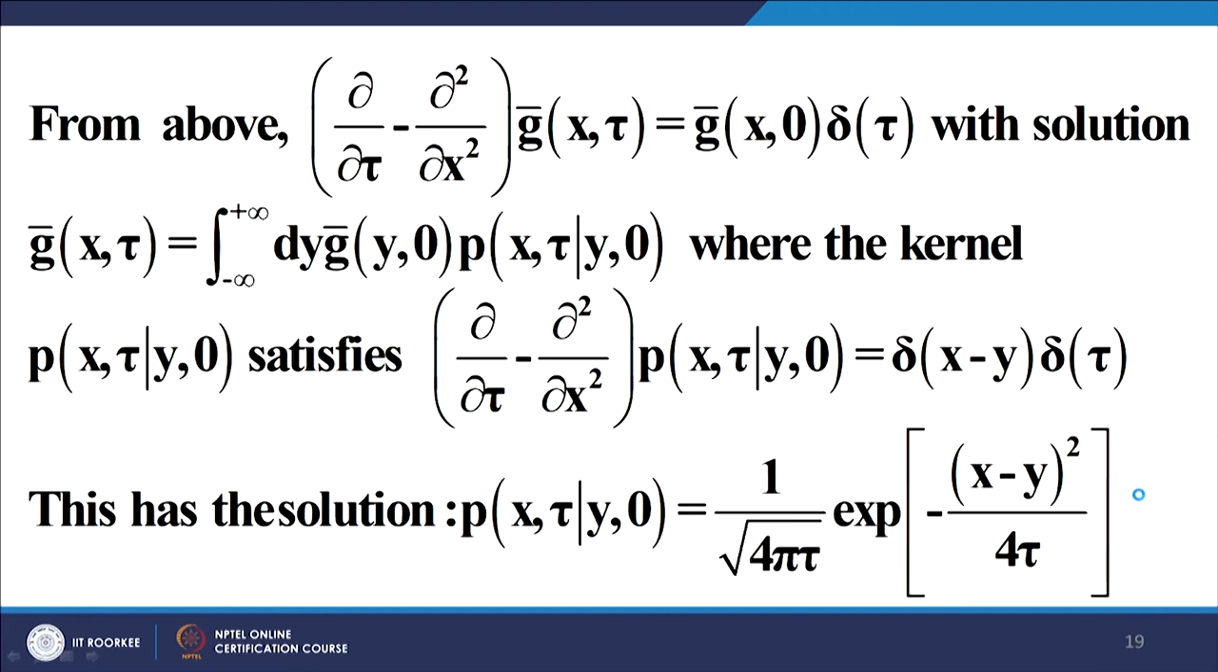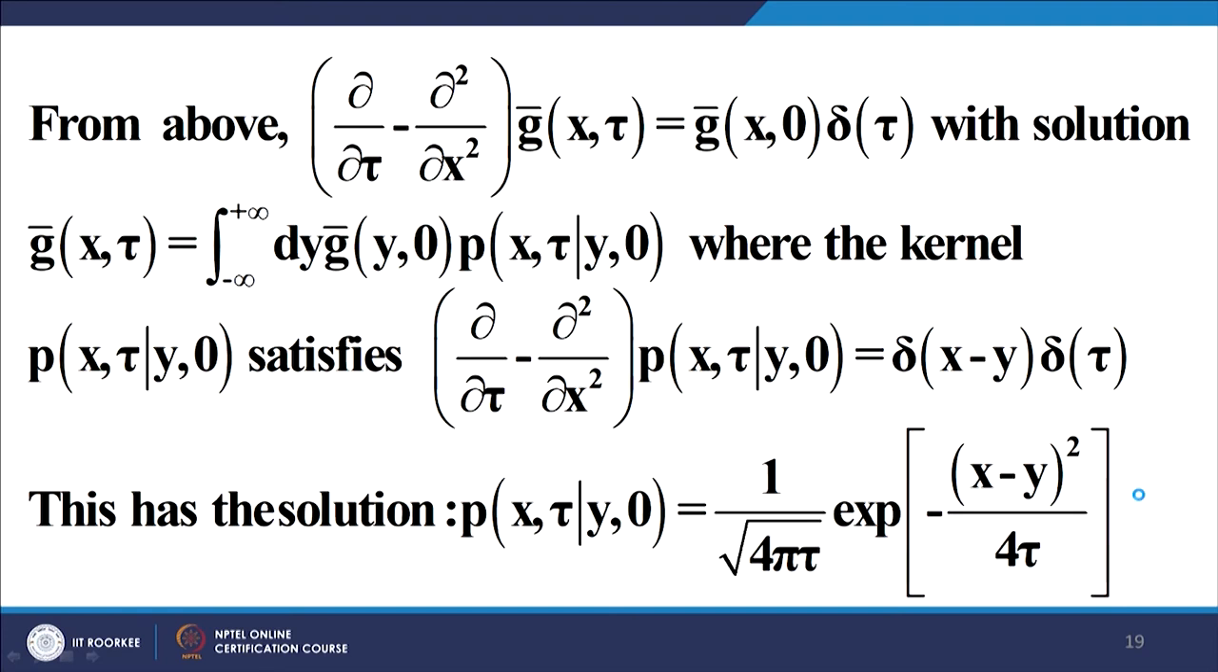g bar x tau is equal to integral minus infinity to infinity dy g bar y 0 p x tau subject to y 0. Now, what is p x tau subject to y 0? It is nothing but the transition kernel, and it represents the transition probabilities of the variable y taking the value x at time tau given the value y at t equal to 0. And the transition probability satisfies the delta function condition given here in the second last line of the slide.